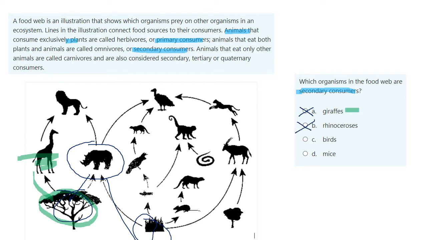The bird. Now, we don't have a clear bird, but I think this is supposed to be a bird here. And this bird is eating the cricket, and the cricket was eating the grass. So the cricket is the primary consumer, and the bird is the secondary consumer. The mouse, like the rhino and the giraffe, is only eating the plant. So the correct answer, according to this information, is bird.